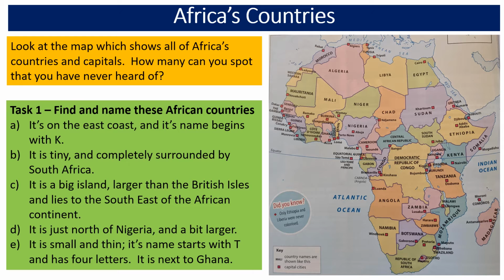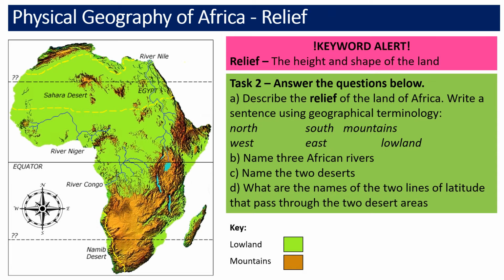So if you complete all of those, all you need to do is write down the answers for A to E, and that's the first task that you can then submit to your teacher. The second task we would like you to complete this week is looking at the physical geography of Africa.